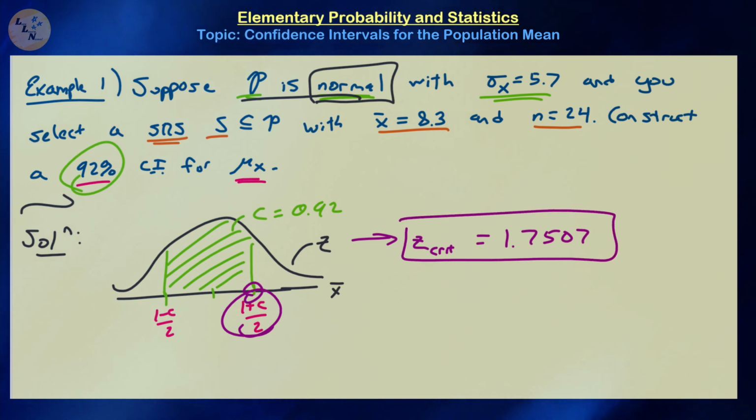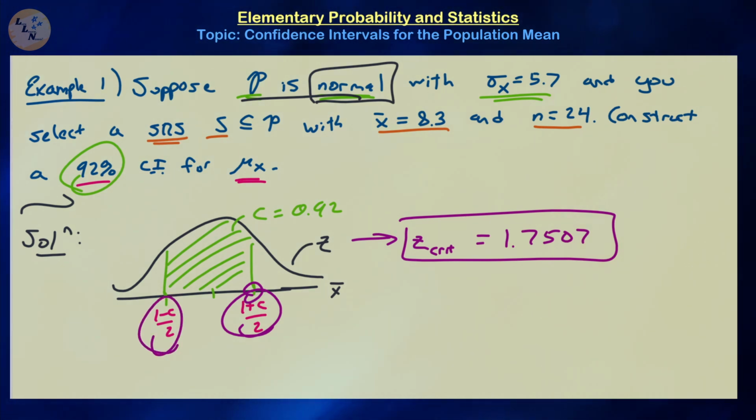1.7507. The reason we only find the upper boundary is because if we assume that these two tails are equivalently distributed, that means the (1 minus C)/2th percentile of the Z distribution is just going to be negative 1.7507. So as long as we're working in a two-tailed distribution where the tails are symmetrically distributed, we technically only need to find the upper one, in particular the positive one.